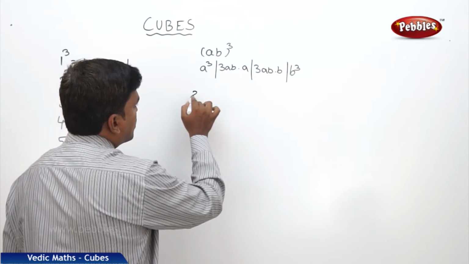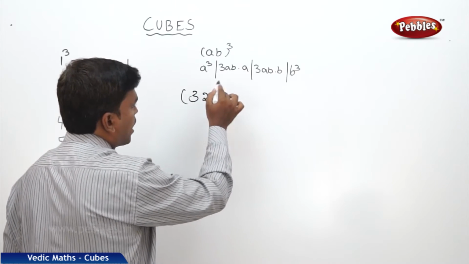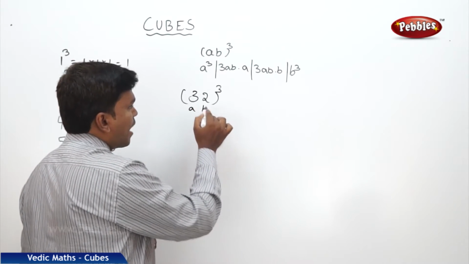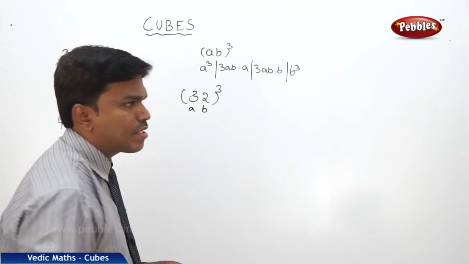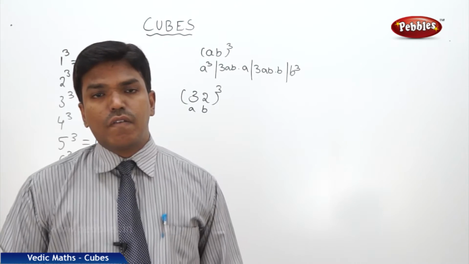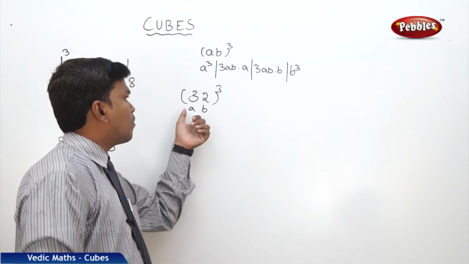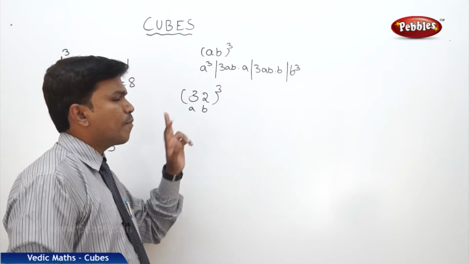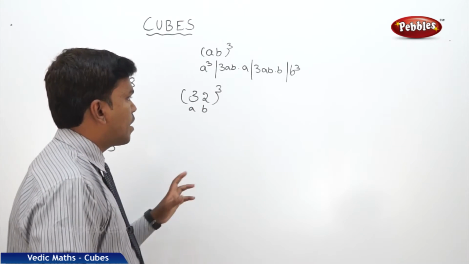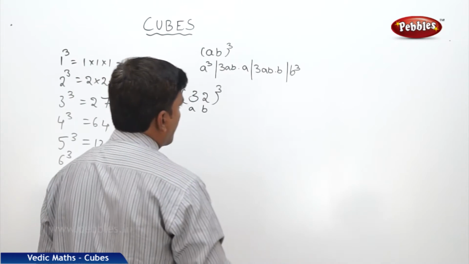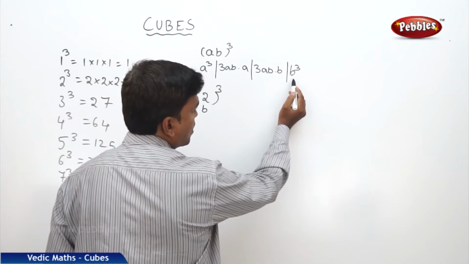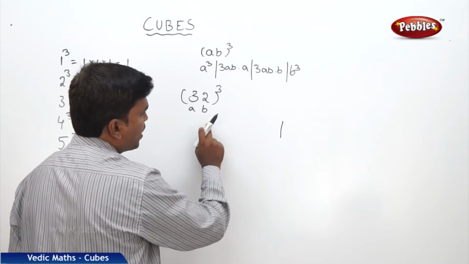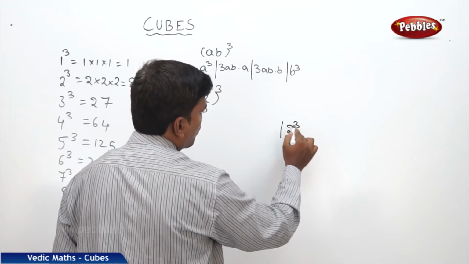I need 32 cube. Let us take 3 as A and 2 as B. Start from the right side. Now we will see how to calculate the cube of 32. If you want to start this calculation, start from the right side. First step, B cube. What is the number in the place of B? 2. So B cube means 2 cube.